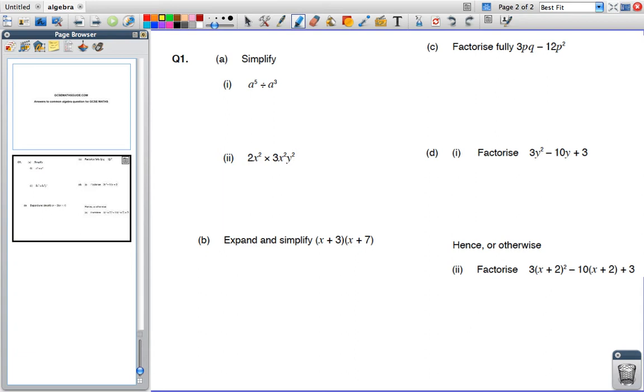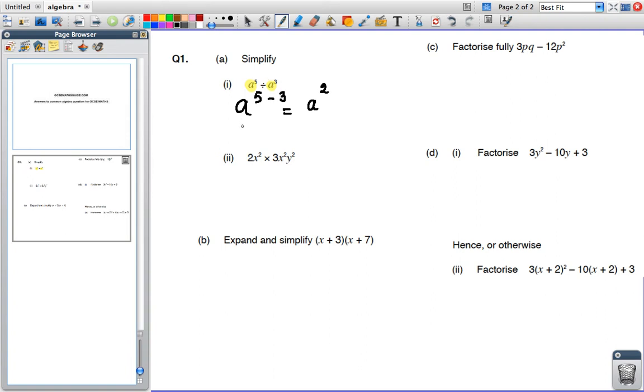What you need to realize here is that whenever you've got the same base, in this case a, and you have a division going on, all you have to do is look at the powers. So here I've got 5 and here I've got 3. So I'm going to say a to the power 5 take away 3. So when you've got divide, you just take away the powers. So here I've done a to the power 5 take away 3, and that gives me a to the power of 2.